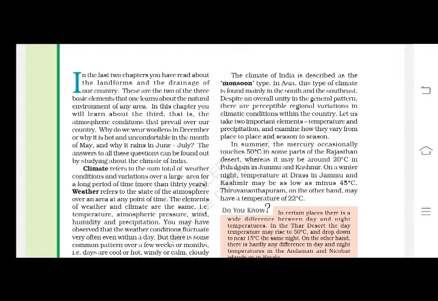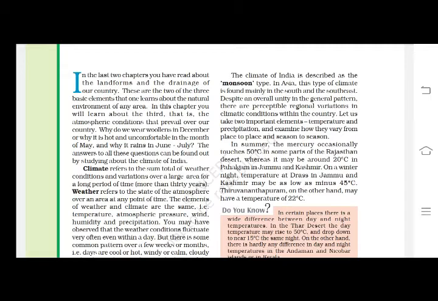Climate refers to the sum total of weather conditions and variations over a large area for a long period of time, more than 30 years. Means you have to take a large area for a long period of time, more than 30 years. So, what are the weather conditions and what are the variations? How is the weather changing? The sum total of both of these over a large area for a long period of time, that means climate. So this is the definition of climate.